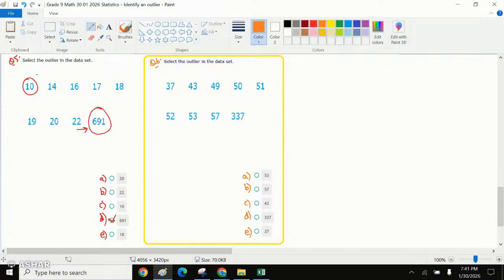Looking at the extreme values, they were either 37 or 337. The next numbers to these are 43 and 57. Which number has a larger gap? Yes, D is the correct answer. We are just trying to go through it. Over here there's a small difference, and over here there is a huge difference. And yes, D was the correct answer.